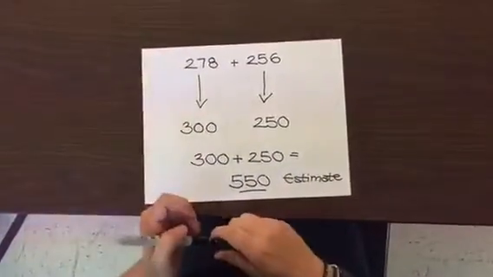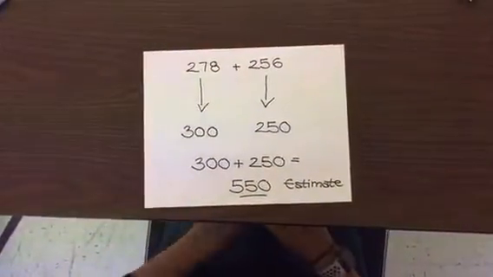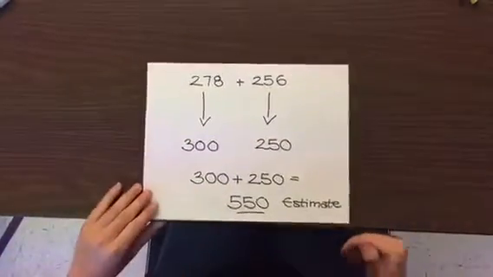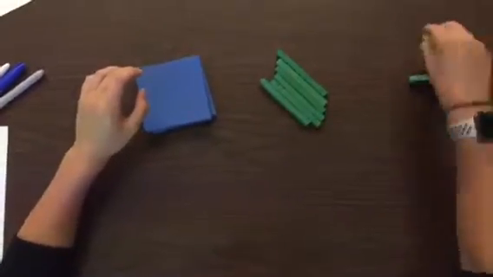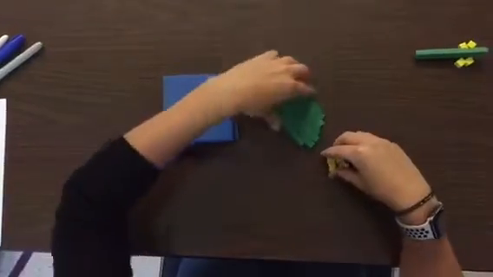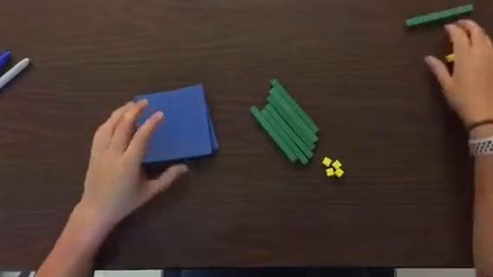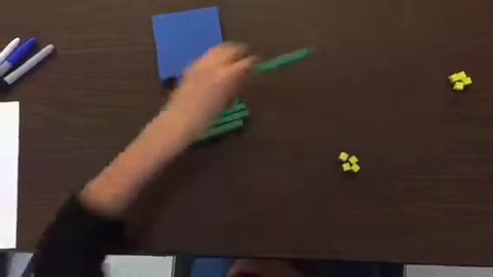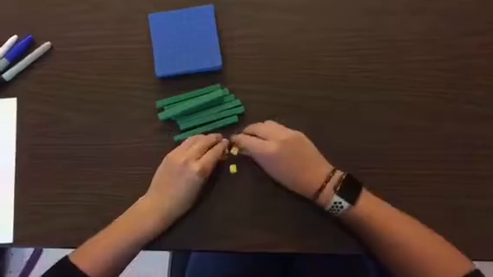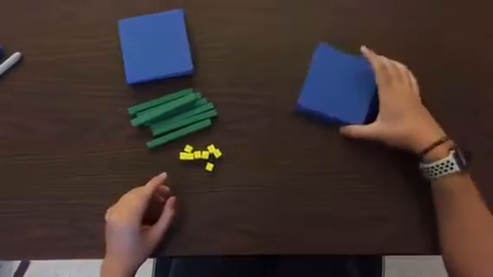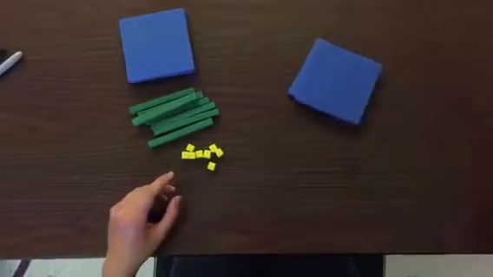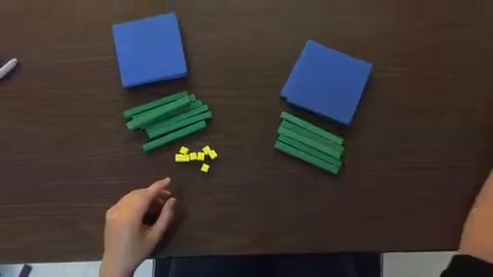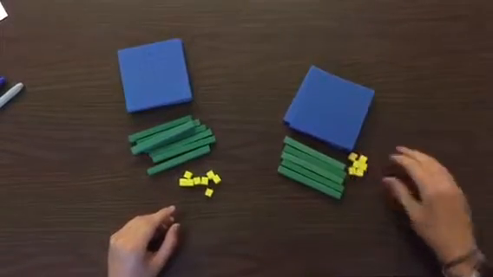Next, we can find the sum of the two 3-digit addends by using concrete materials. So you can take your flats, your rods, and your cubes to represent the equation. For 278, you have 2 flats, 7 rods, and 8 cubes. For 256, you have 2 flats, 5 rods, and 6 cubes.